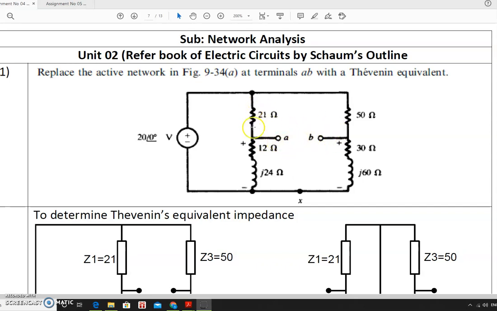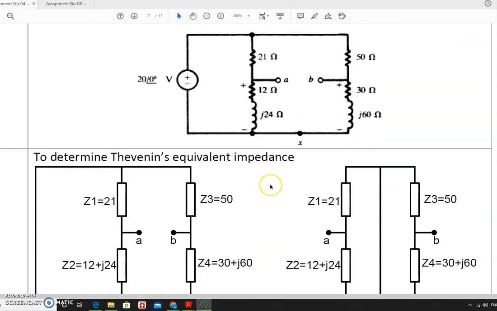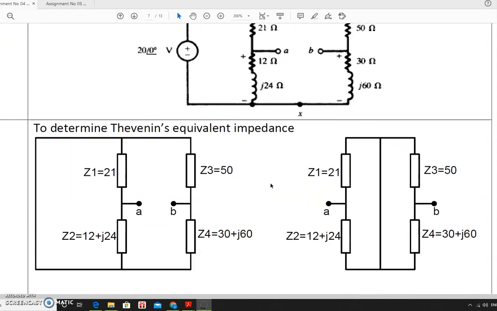It is just like a bridge. So if we redraw this circuit, it will look like a bridge. So what is the current flowing through the galvanometer? Just like that, we have to calculate the voltage across AB and the equivalent resistance across AB to determine the Thevenin's equivalent circuit. First, we will determine the Thevenin's equivalent impedance.